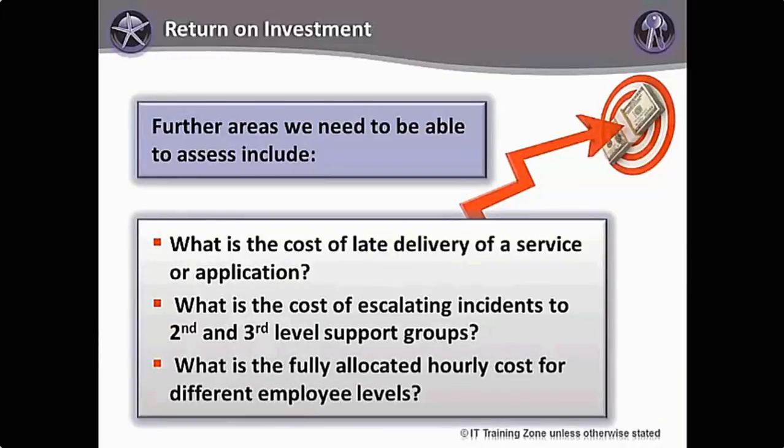Further areas we need to be able to assess as part of benefits calculation include: what is the cost of late delivery of a service or application? Fines or reputation damage could be included here. What is the cost of escalating incidents to second and third level support groups instead of resolving incidents at the first level? The further the escalation, the greater the cost. And what is the fully allocated hourly cost for different employee levels?